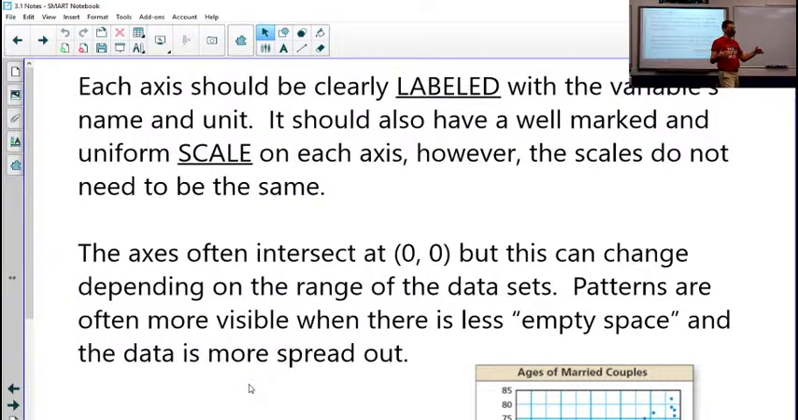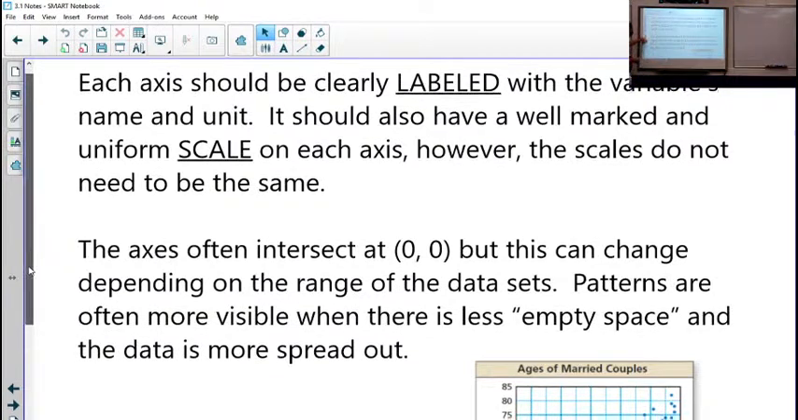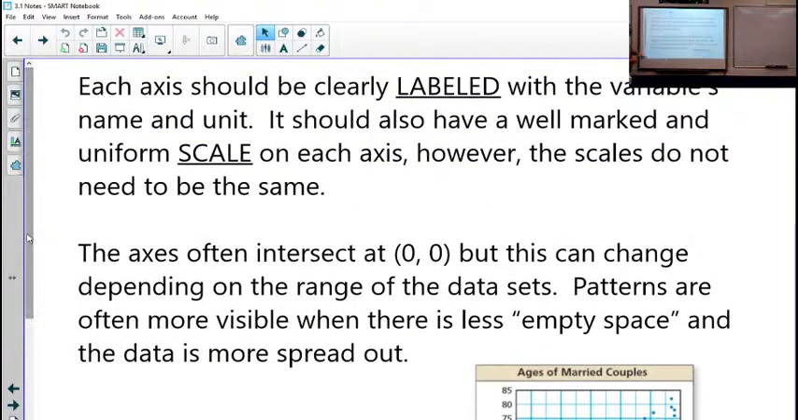Now, there's not always a clear association or causing factor in these, but it does let us compare how one variable is affecting the other. Even if it's not a causing factor, how is one variable affecting the other?